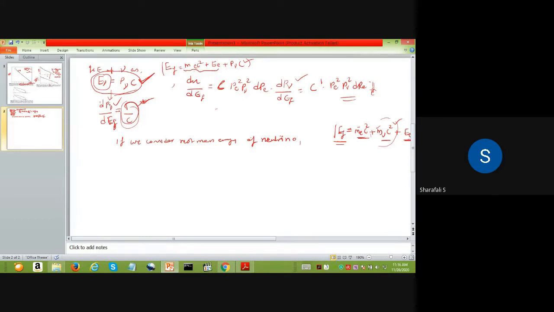So when you take dp nu by dEf, you will get 1 by c, because Ef depends on p nu only in this term, p nu c. So when you take that derivative, you get 1 by c.